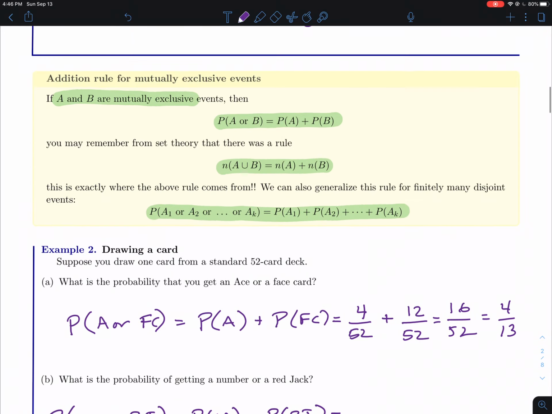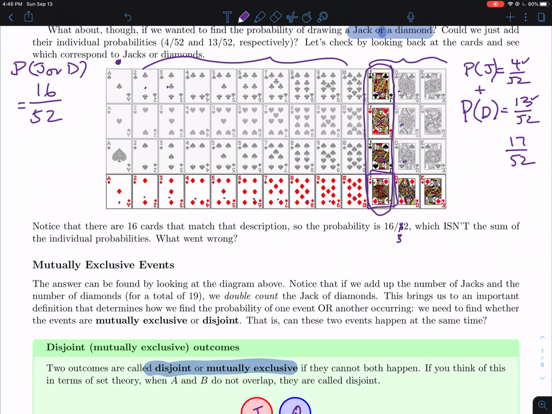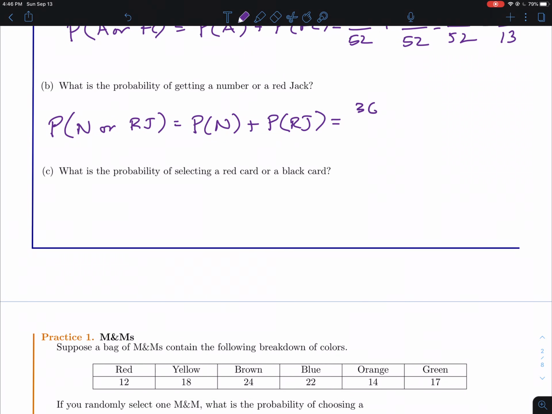So for the number cards, be careful because we don't have a 1. We start with 2. So there's 1, 2, 3, 4, 5, 6, 7, 8, 9. So there's 9 number cards for each suit, and there's 4 suits. So 9 times 4 gives us 36 number cards, all over 52. Plus the probability of a red jack. There's only 2 red jacks, remember. There's the jack of hearts and the jack of diamonds.